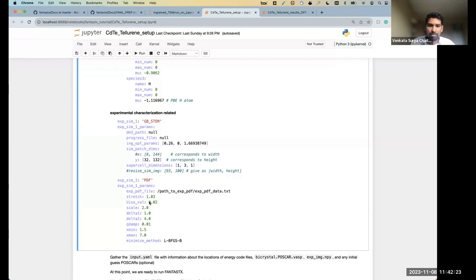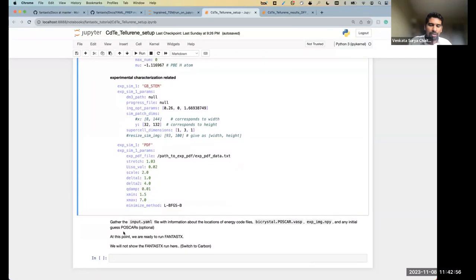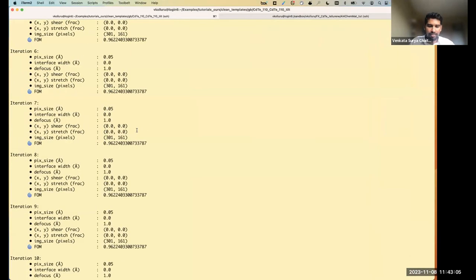And for the PDF simulation, these are all parameters related to simulating a PDF from the structure using the diffpy package. So for each experimental characterization data, we have a different set of input parameters that are specific to that particular backend package. For XRD, we have GSAS-II scriptable, and corresponding parameters should be provided there. So now we have the input file, the bicrystal POSCAR, and the experimental image. And now we can go ahead and run the job.